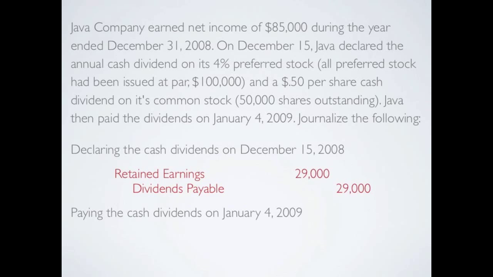And then on January the 4th of 2009, we actually are paying those dividends. So we no longer owe them, so we know we're going to take the $29,000 out of dividends payable with a debit. But what are we crediting here? Well, we're paying our dividends. Therefore, we are crediting cash for the $29,000.